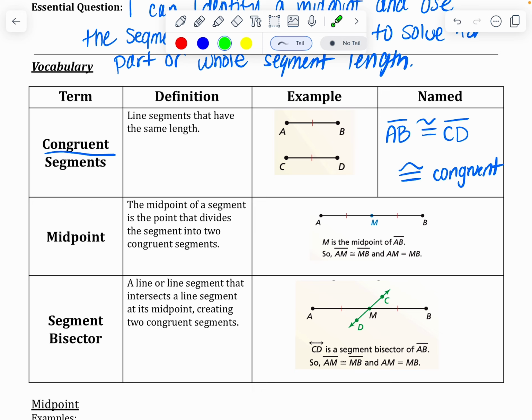And that means that the length of AM is equal to the length of MB. So if the segments are congruent, then their lengths are equal. So remember, these are segment notation with the line above it, and this represents just the length of those segments without the line above it.